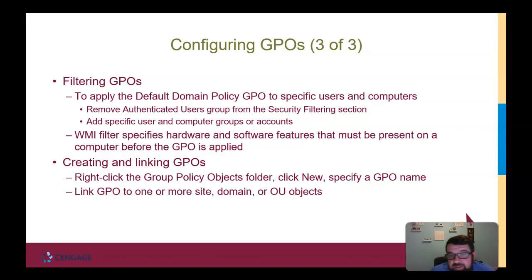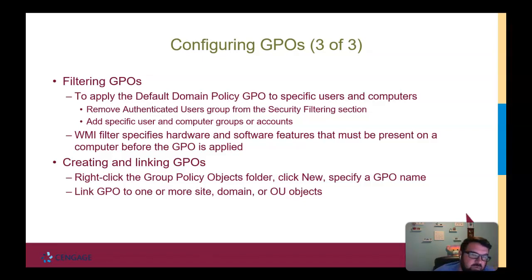And then to create and link GPOs, the best practice way to do it is to actually right click on the group policy objects folder and then click new and specify a name. And then once you have it created and the settings done, then you go in and you link it to an organizational unit. You can create it directly from the organizational unit. However, the reason I don't like to do that is because I like to specifically link it so that I know that it was done.